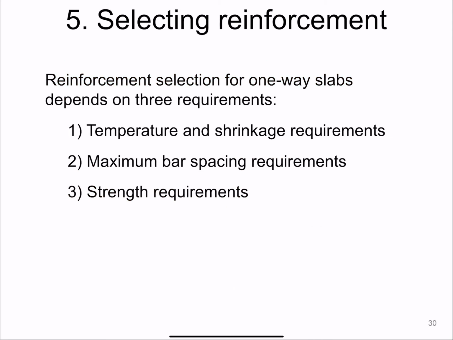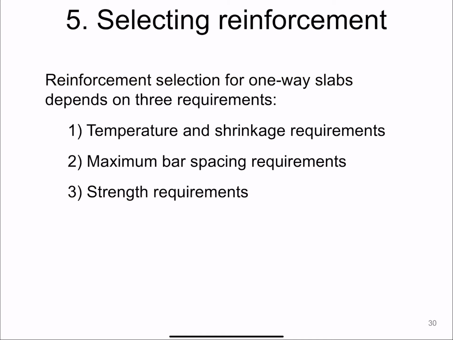What type of steel do we need? Well, it depends on three requirements: temperature and shrinkage requirements, maximum bar spacing requirements, and also the strength requirements, of course. So what about temperature and shrinkage?